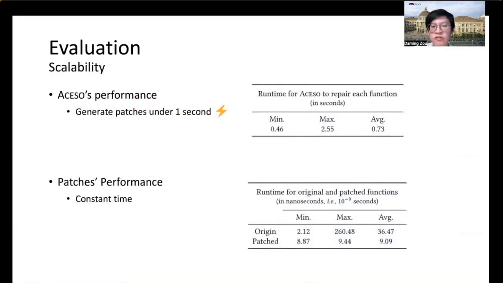The third part of our evaluation is regarding scalability. On average, SSO costs under 1 second to generate a patch, which is super fast. The generated patches are also highly efficient. On average, an execution of SSO's generated patch costs only 9 nanoseconds, which is even faster than the original program, which costs 36 nanoseconds on average. Since the patches are polynomials with fixed terms, they have constant performance. In other words, the patches are always this fast.